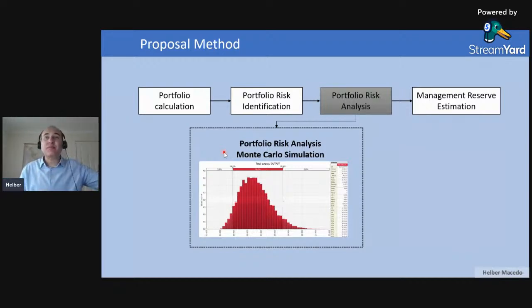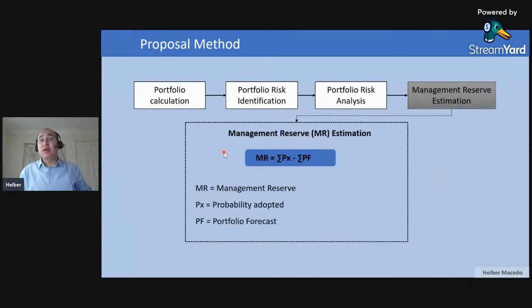And then I will calculate my management reserve using the equation that I'm sharing here. I will look at the cumulative probability curve, like I shared in the previous slide. The decision by the leadership will be which dot on the curve, the P50, P60, or P70, that I will select, minus the portfolio forecast. That will be my management reserve.